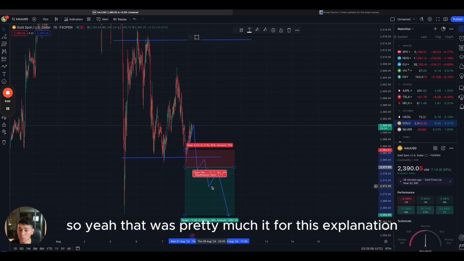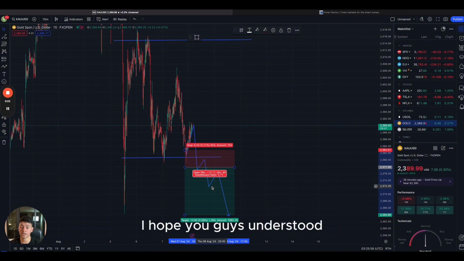Okay, so yeah, that was pretty much it for this explanation. I hope you guys understood, and I hope you got a clearer explanation of what to do whenever it comes to placing a trade.